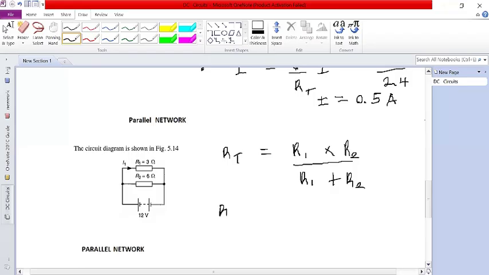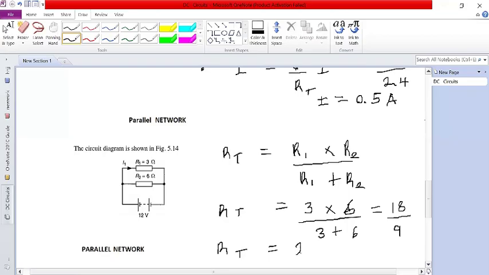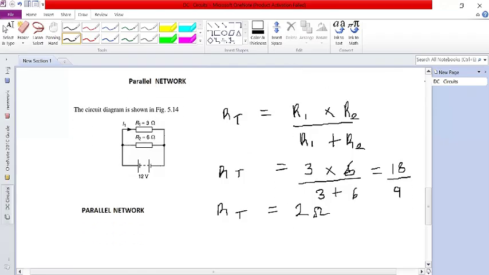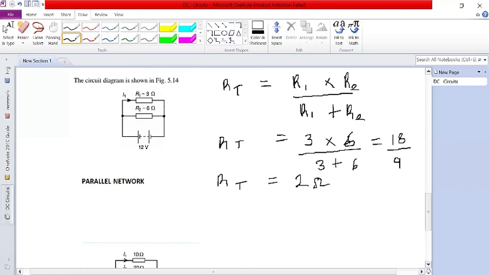So RT is equal to R1 is 3, R2 is 6, then all over the sum, which is 3 plus 6. So 3 times 6 is equivalent to 18. 3 plus 6, that is 9, isn't it? So here the total resistance will be 2 ohms. So that's how we calculate the total resistance in a parallel circuit, isn't it? In a case whereby we only have two resistors.